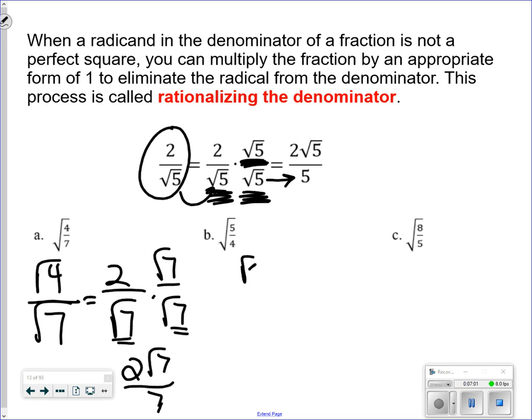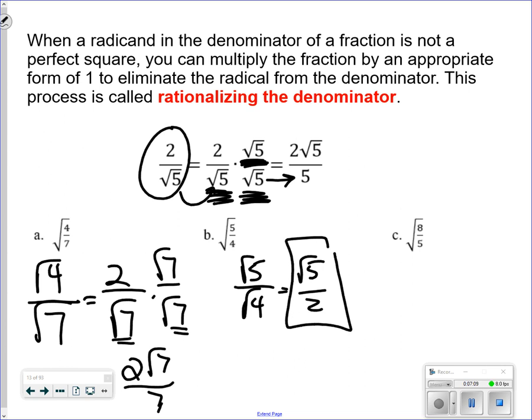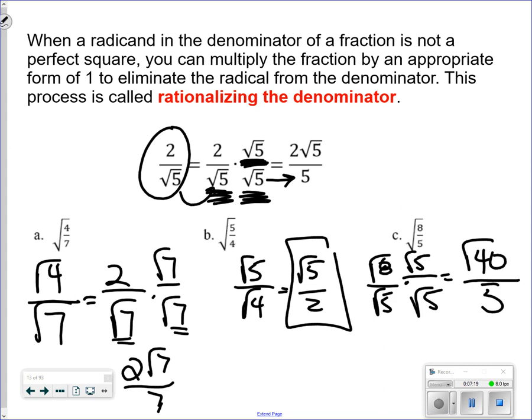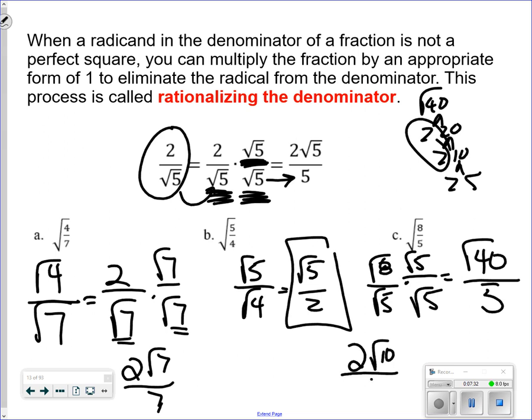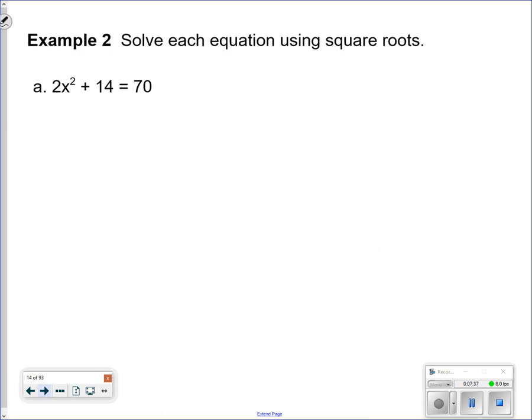So the next one, I have the square root of 5 over the square root of 4. The square root of 4 is already a perfect square, and so that's the answer, square root of 5 over 2. The last one's probably the most complicated. I'm going to multiply both the top and the bottom by the square root of 5. Square root of 8 times the square root of 5 is the square root of 40. However, the square root of 40 can be simplified because there's a pair. So it's 2 square roots of 10 on the top with a 5 on the bottom. Where does that go from here?